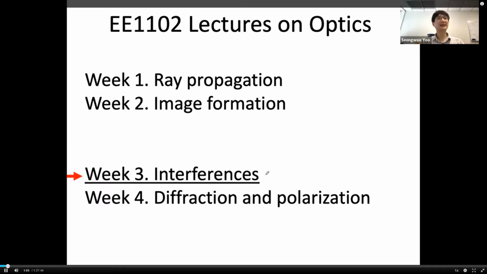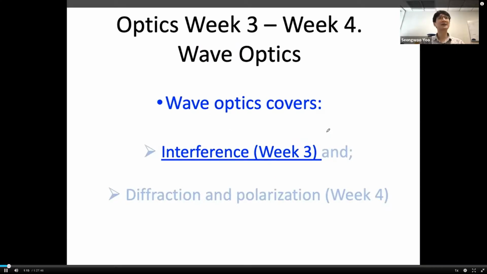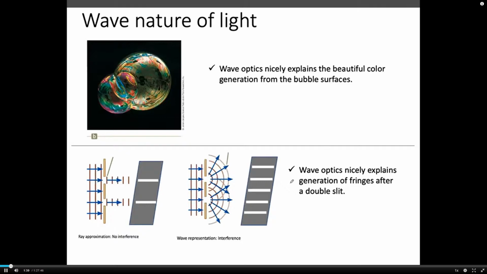Now we finally enter the wave optics, and our first topic is going to be interference. Under this week 3, you're supposed to self-study those topics: the wave properties, interference and the Huygens principle, and then the double slit experiment and the interference by a thin film as examples of interference, all right? So, the wave nature of light.